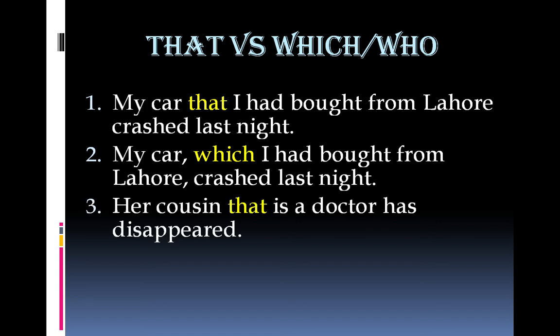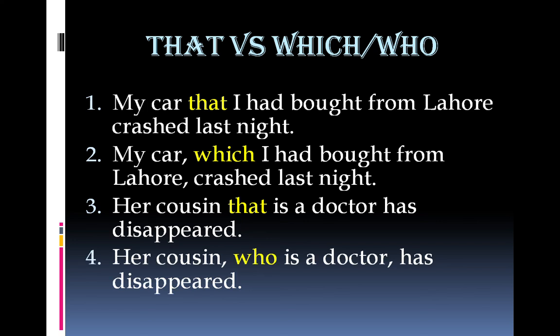Her cousin that's a doctor has disappeared. Now she has more than one cousin. There could be several. And one of her cousins who is a doctor has disappeared. Her cousin, who is a doctor, has disappeared. We are using who instead of that, and we are using commas on both sides of this relative clause. This sentence suggests that she has only one cousin, and he or she has disappeared. So this is the difference.